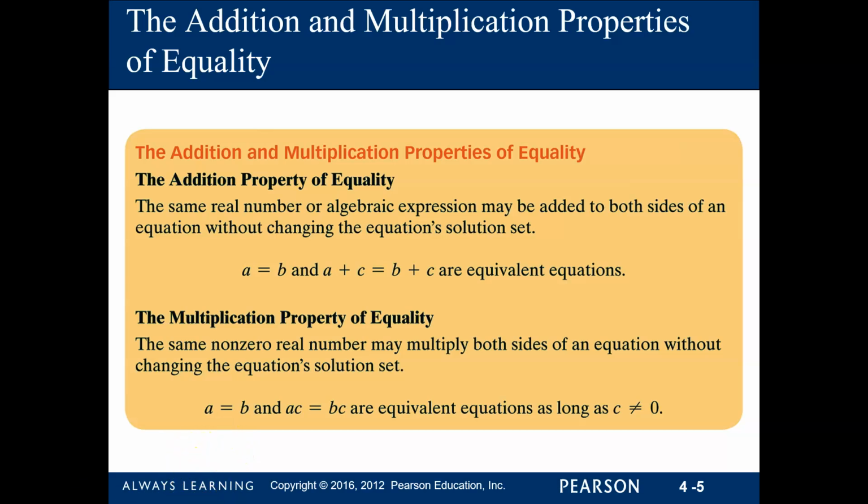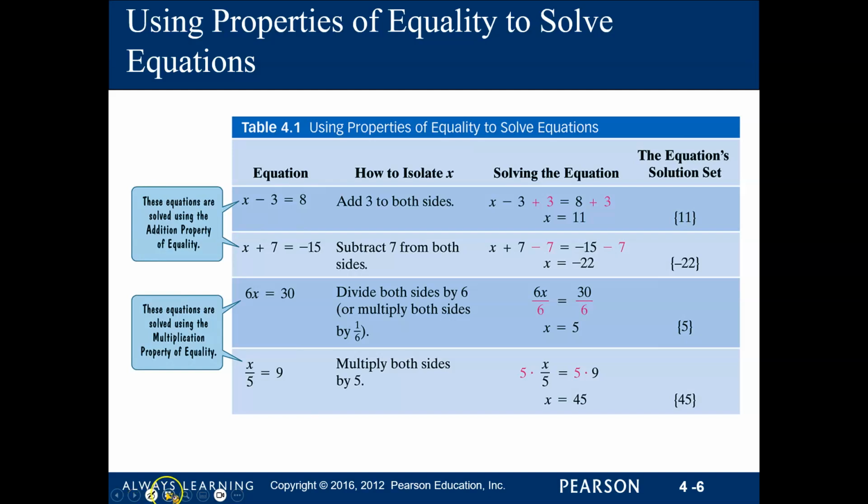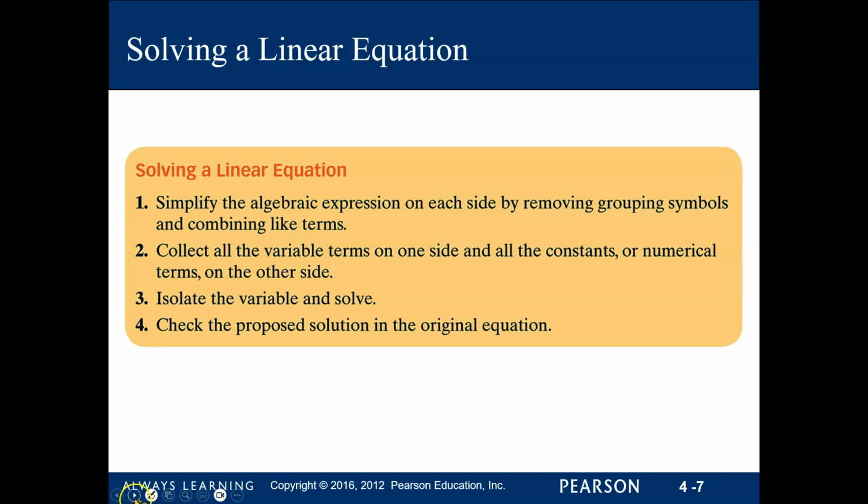So if you added a number on the left side, you also have to add that same number on the right side. Whatever operation you do, like what we have here, in this case we added 3 on both sides. And if we have the 3 and the negative 3 together, that's going to be a 0. So here we can say that x is equal to 11. Whatever operation you do on the left side of the equation, you also have to do on the right side.